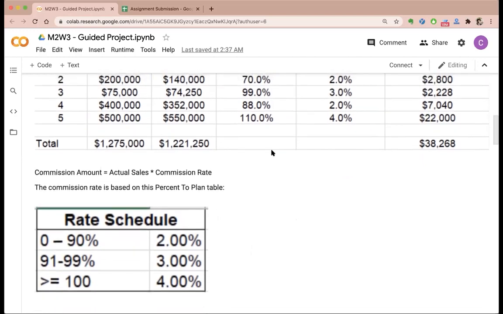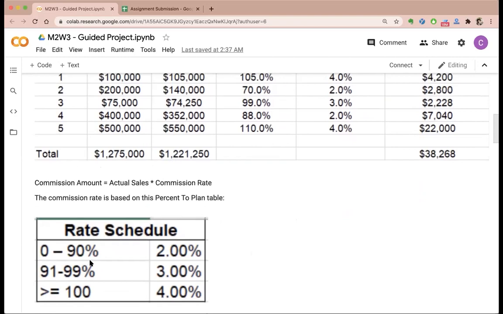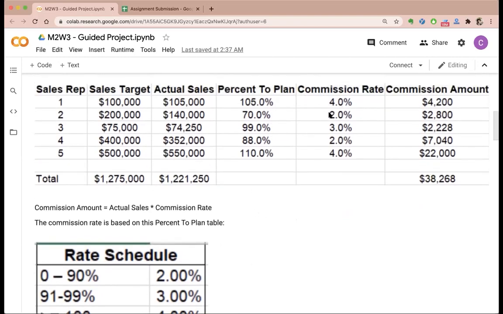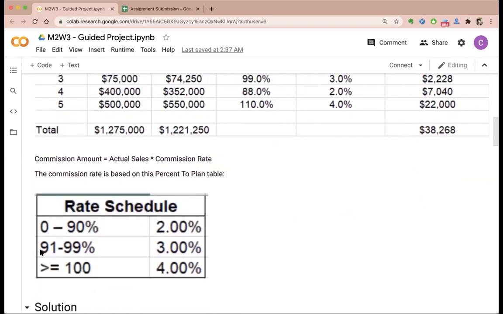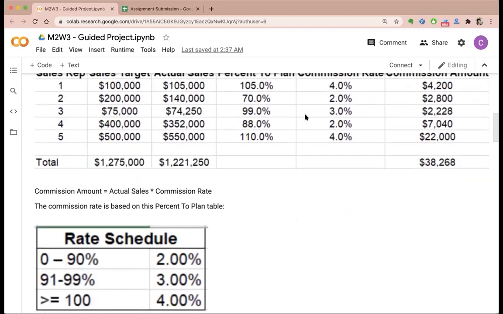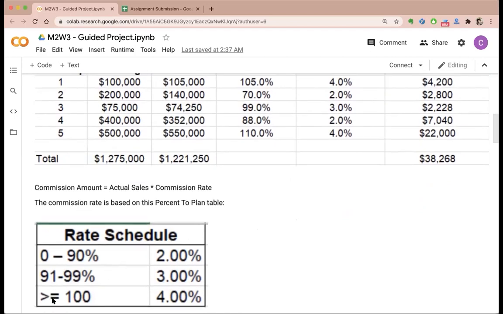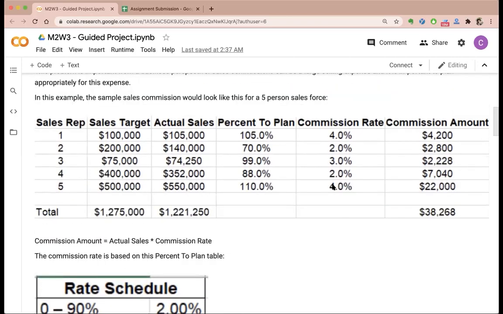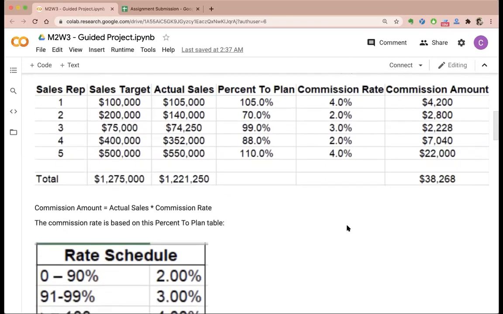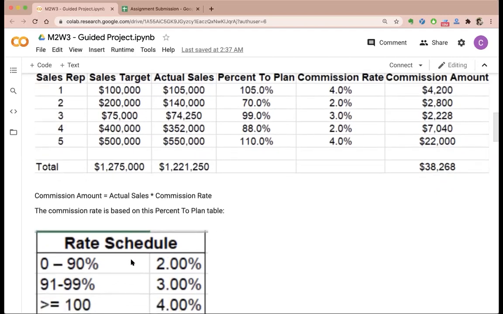Okay, so as I said, 0 to 90%, you'll get a 2% commission rate. 91 to 99%, a 3% commission rate. And greater than 100%, basically you have overachieved your targets, then you will get a 4% commission rate. Okay, so this is quite intuitive, this is how it should be, right? The people who are overachieving their targets, that is their percent to plan is greater than 100, should be given more incentives, and this is how the table is constructed.